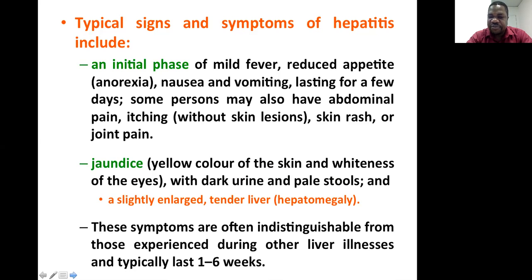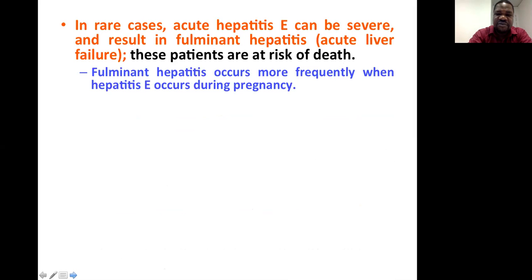So these symptoms are often indistinguishable from those experienced during other liver illnesses, and they might last for 1 to 6 weeks, okay? So you cannot really differentiate those from other hepatitis. In rare cases, acute hepatitis E can be severe, as I said already, leading to what we call fulminant hepatitis. That is actually acute liver failure. And those are the patients that are at risk of death.